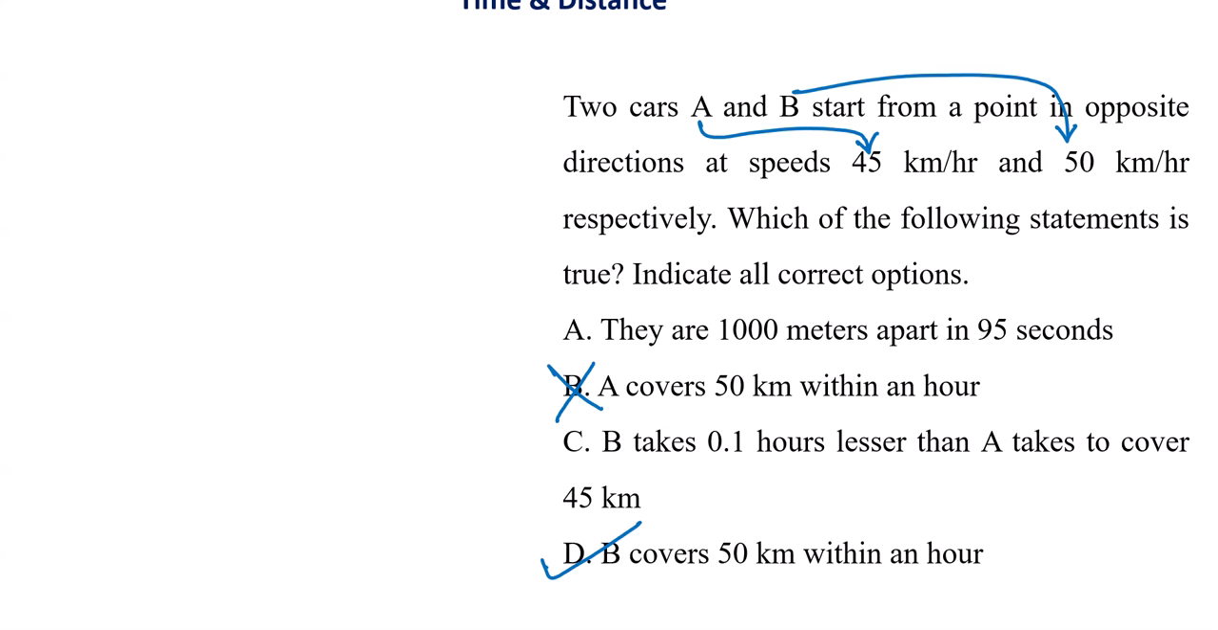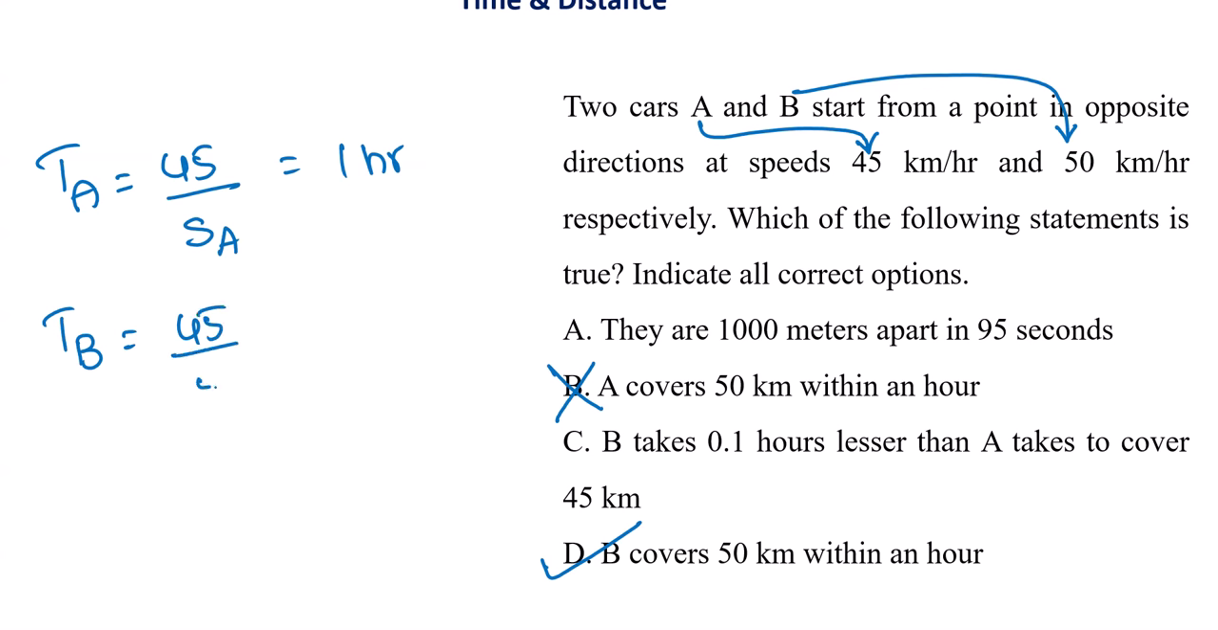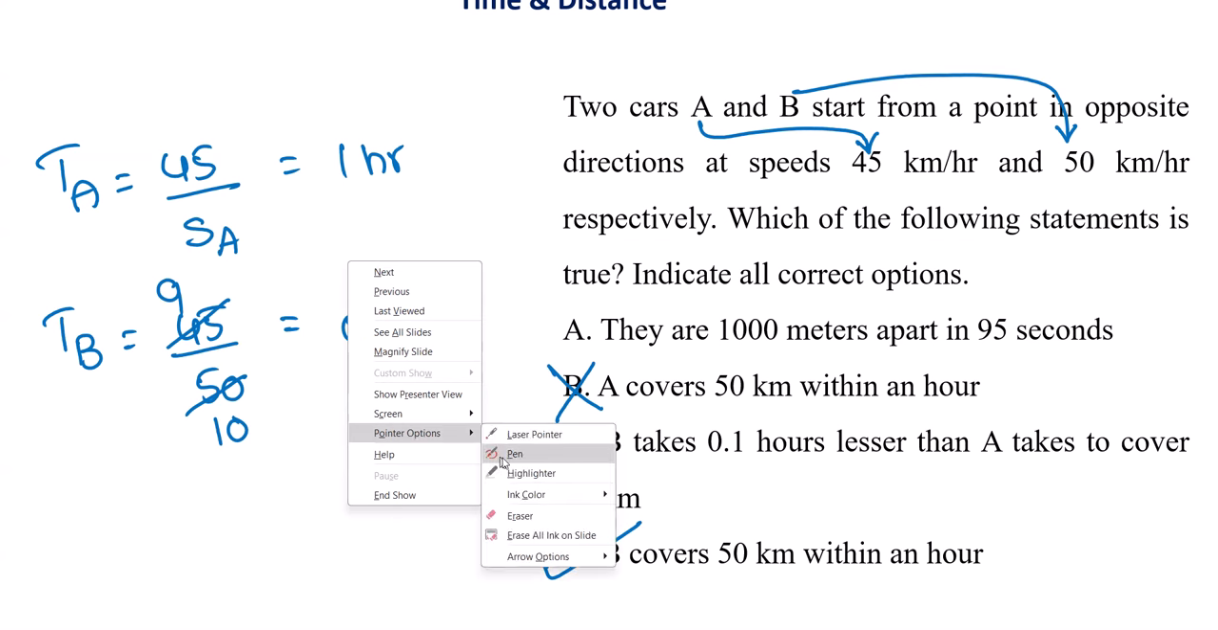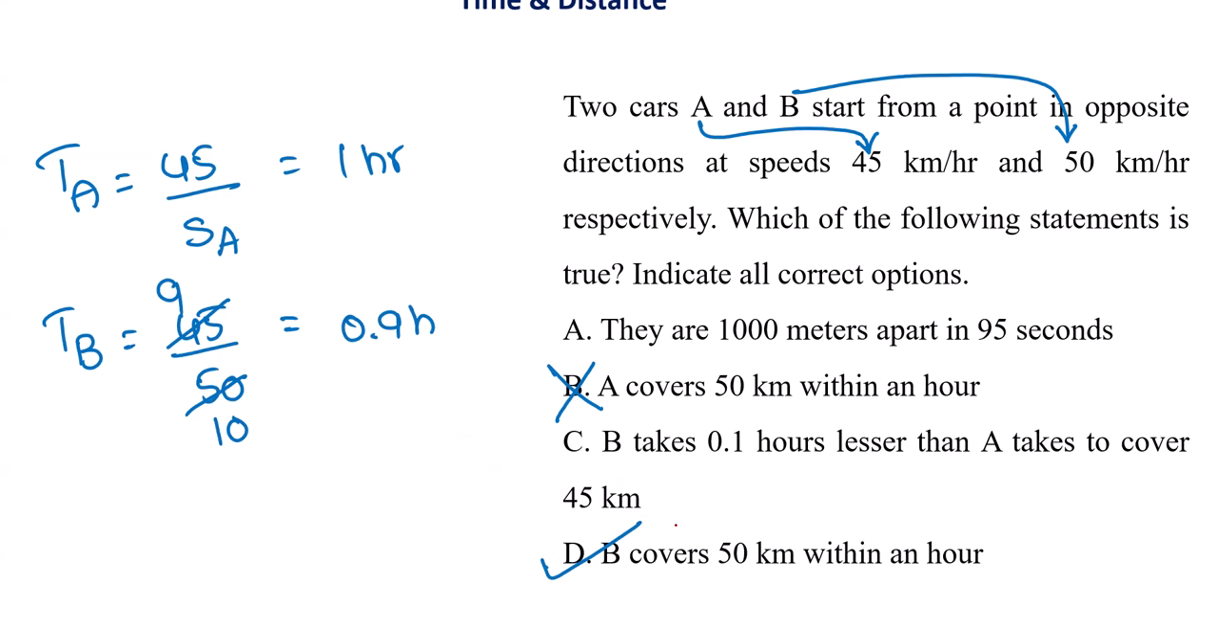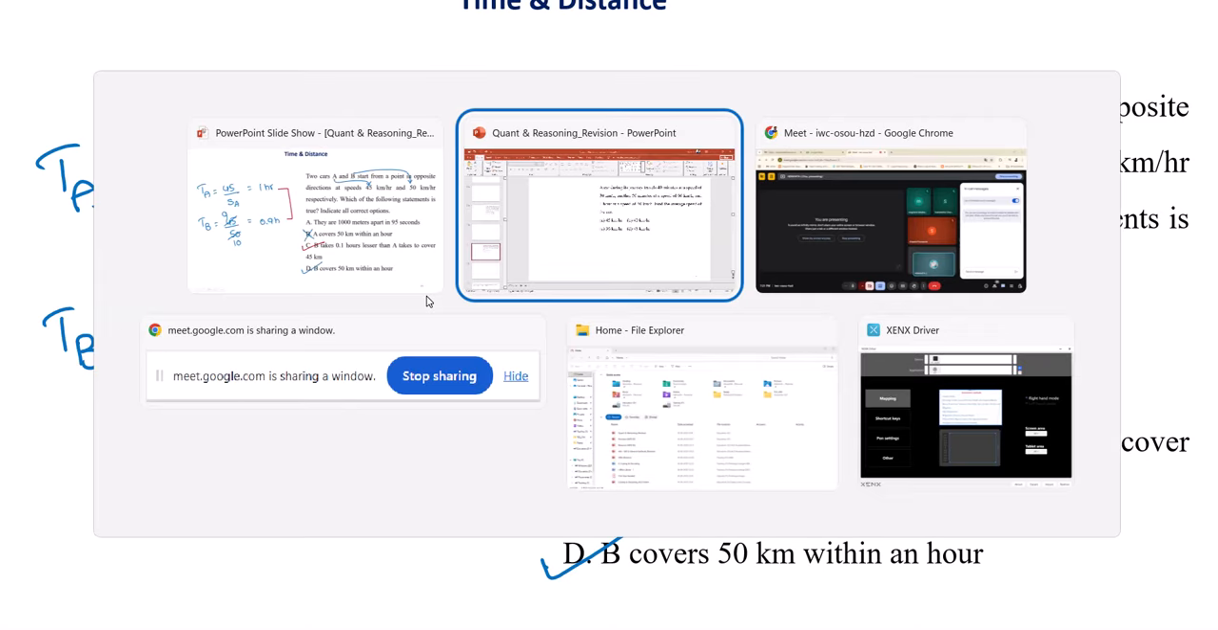What about C? B takes 0.1 hours less than A takes to cover 45 kilometers. The time taken by A is distance 45 over speed of A 45, so we can say 1 hour. Whereas the time taken by B, speed of B is 50, so 45 over 50, which is 9 by 10 times, 0.9 hours. Clearly B takes 0.1 hours less than A, which is absolutely correct. C is correct.